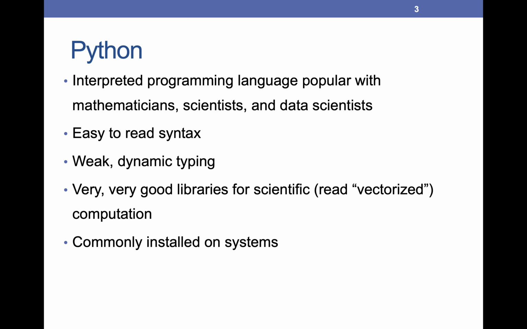Another reason it's popular is because it has really easy to read syntax, and in the next video when we go over how to actually use the language, you will start to see what I mean by that. It's weak and dynamically typed, so weak typing means that you can move data between different kinds of types relatively easily. It's not particularly hard to do that. And dynamic typing means that the types of variables can change over the course of the program.